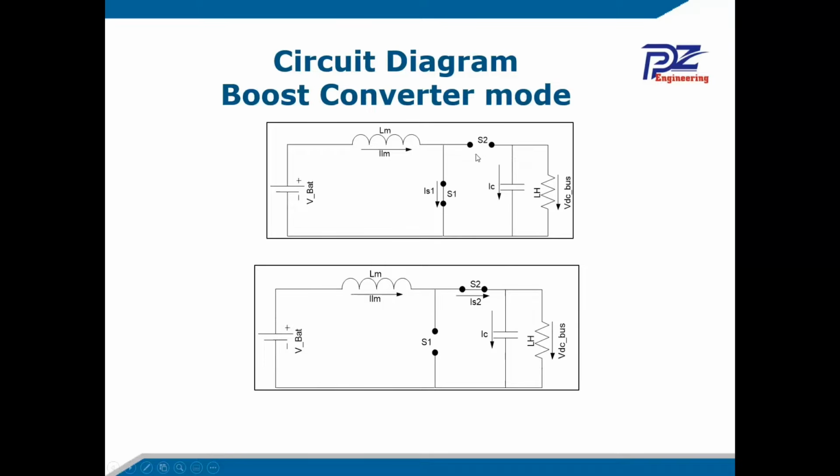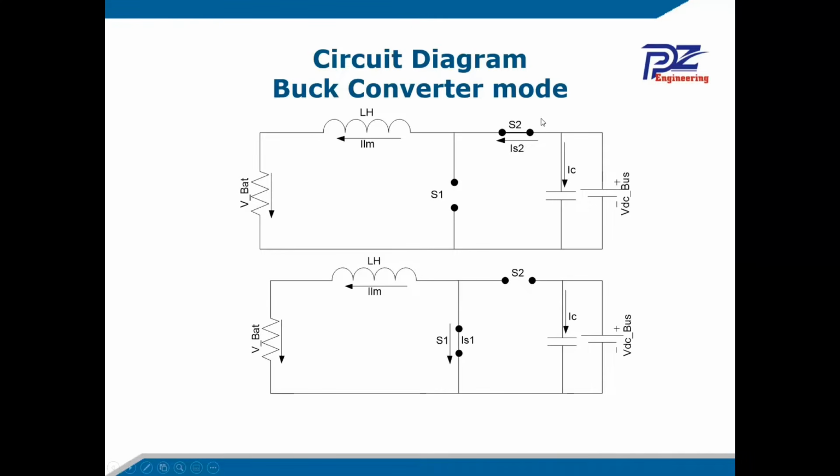Here you have our circuit diagram of the boost converter mode, when switch 1 is on and switch 2 is off. Here is our circuit diagram during buck converter mode, when switch 2 is on and switch 1 is off.